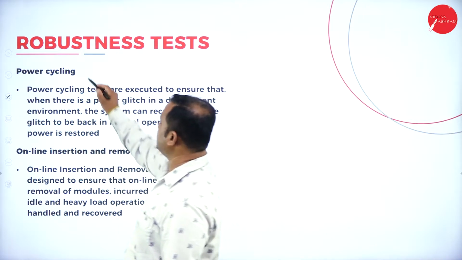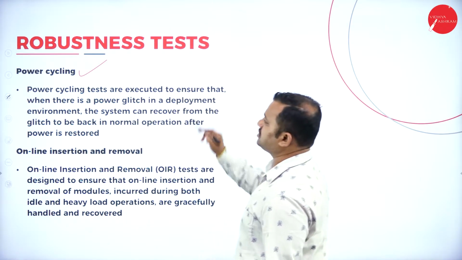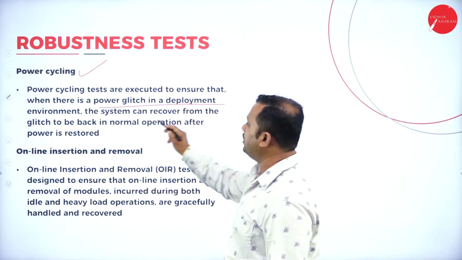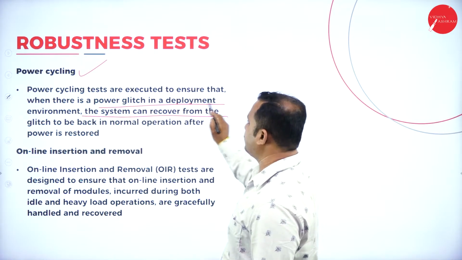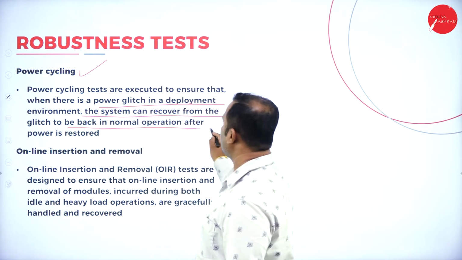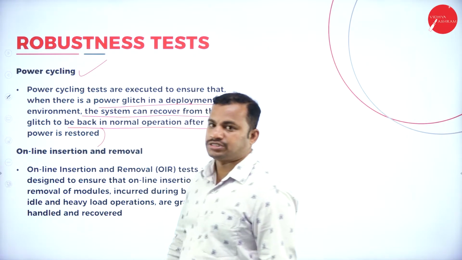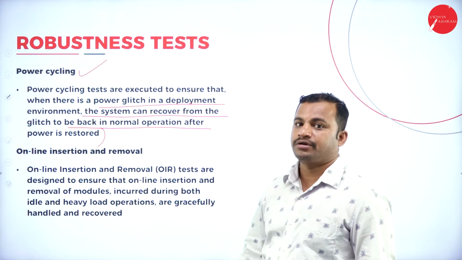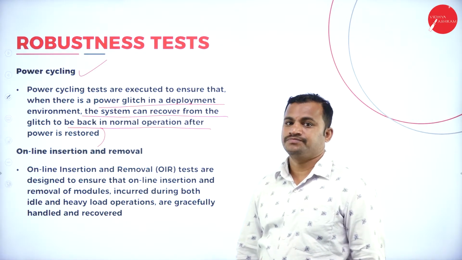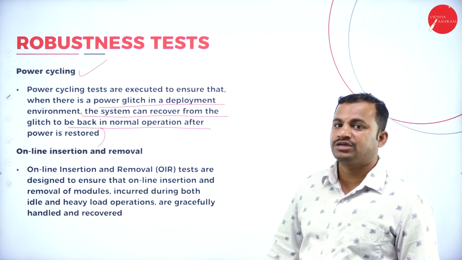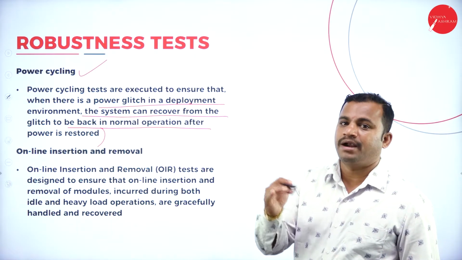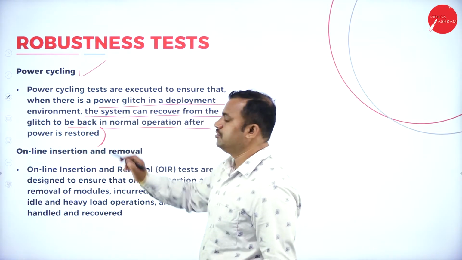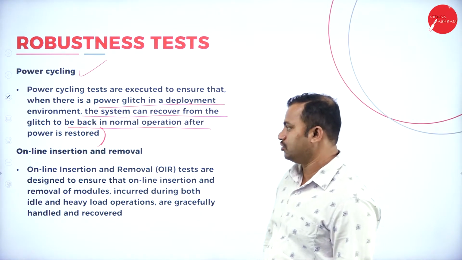Then we have power cycling tests. Power cycling tests are executed to ensure that when there is a power glitch in a deployment environment, the system can recover from the glitch and get back to normal operation after the power is restored. I gave you the example of the battery power of a mobile phone. The user has to be prompted with certain information when the battery power reaches less than the threshold value. That means it has to work in the normal operational mode.